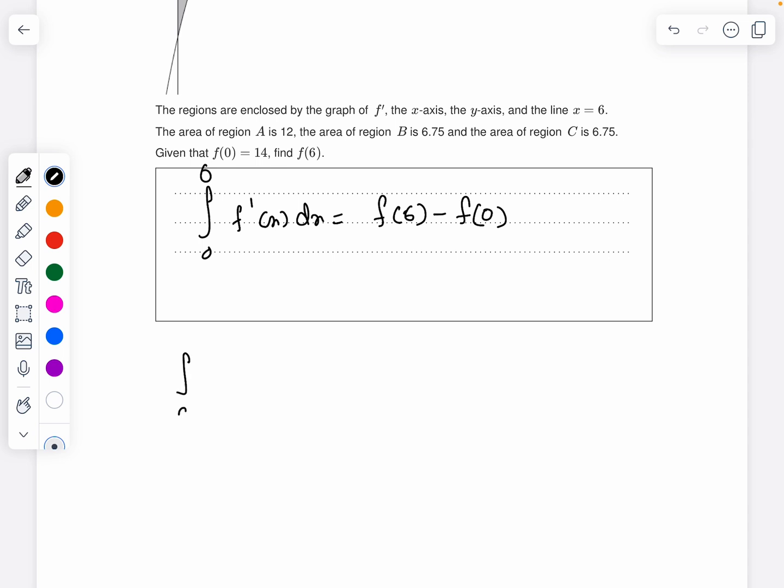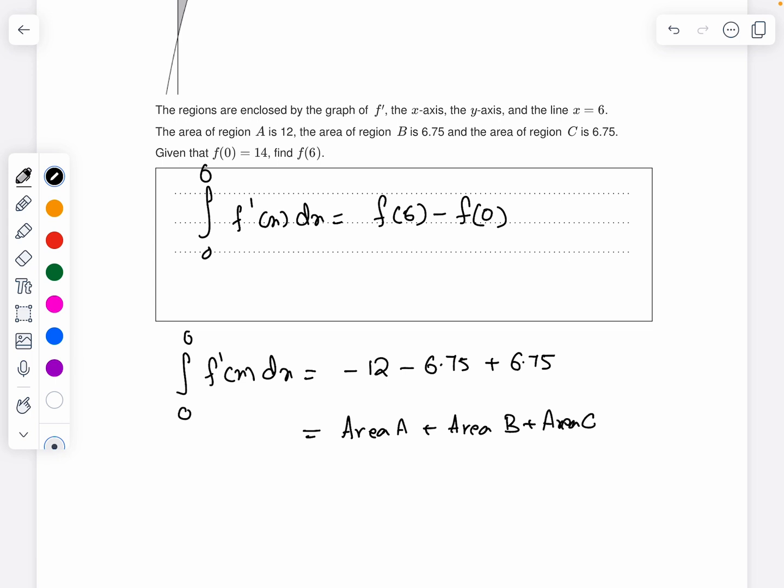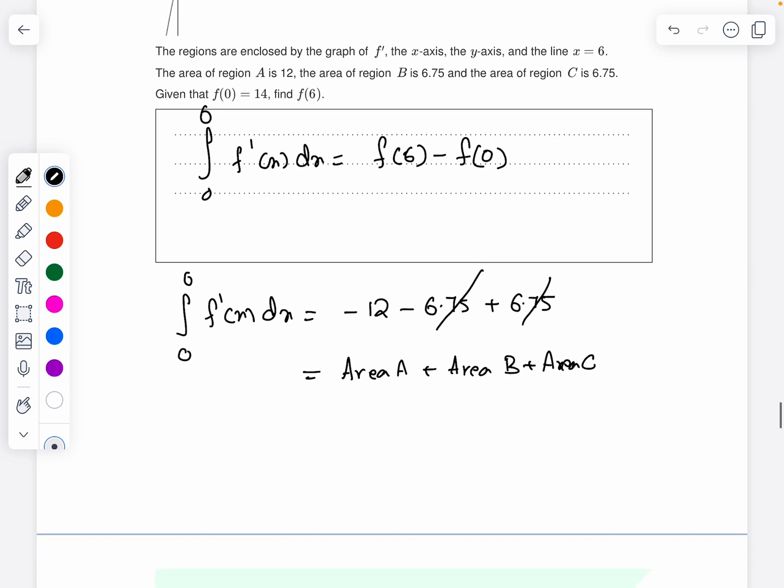The integral from 0 to 6 of f prime x dx will be negative 12, negative 6.75 plus 6.75, or basically the area of A plus area of B plus area of C. So negative 6.75 and positive 6.75 cancel. So the integral from 0 to 6 of f prime x will be negative 12. So we got that area as negative 12.